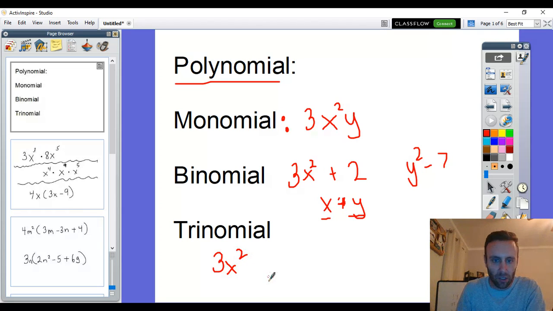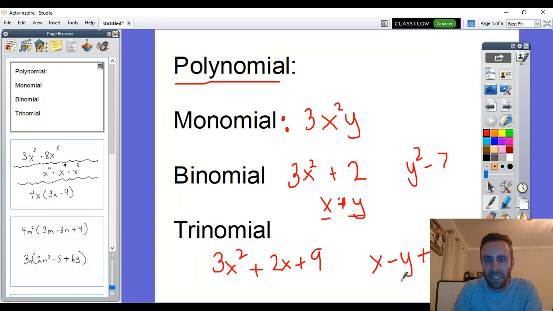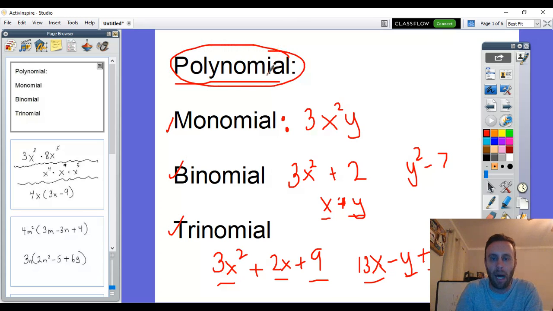So 3x squared plus 2x plus 9 is a trinomial. x minus y plus z is a trinomial, even if I put a 3 out in front or a 13. Either way, there are three monomials in one. Now, whether you have a trinomial, binomial, or monomial, we would consider those all polynomials. All right? So, just for a question, I'm going to ask you a couple questions about these vocabulary words. So please make sure you go back and check them if you're having any confusion on them.